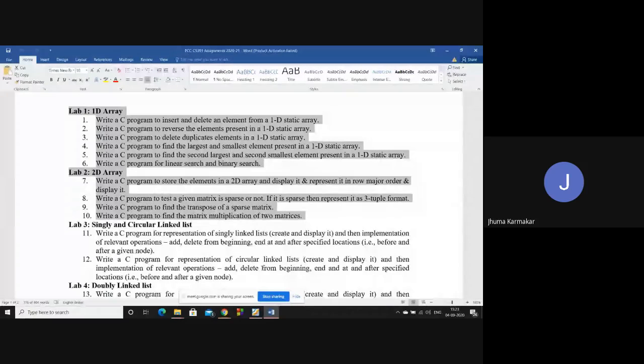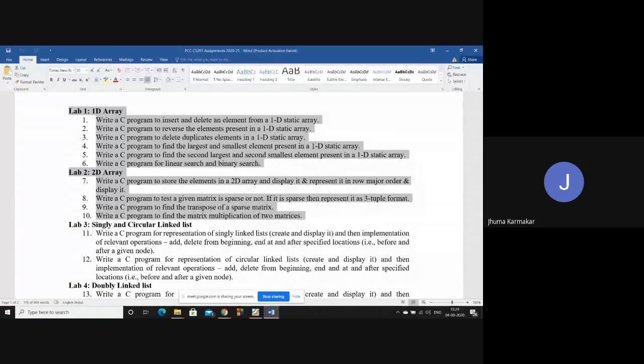That means number of non-zero elements. How to calculate the number of non-zero elements? I explained, isn't it? Listen. So if the number of non-zero elements is less than number of rows into number of columns by 2, then the matrix is a sparse matrix. That means a large number of 0 elements. We check whether the given matrix is sparse or not. If it is sparse, then represent it in 3-tuple format.